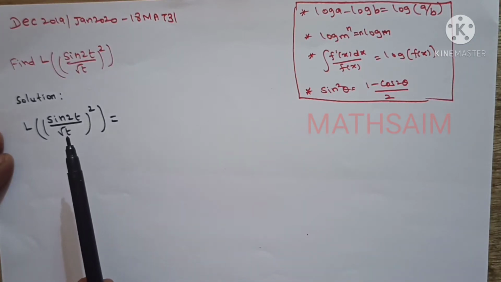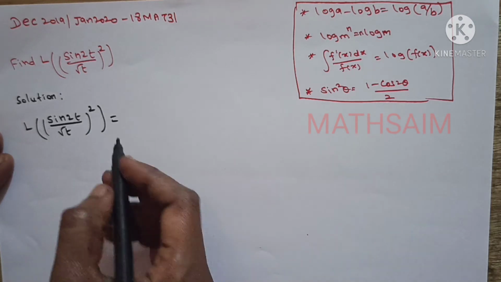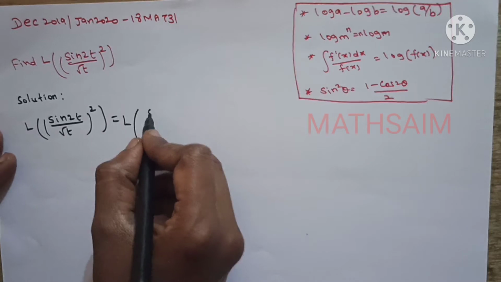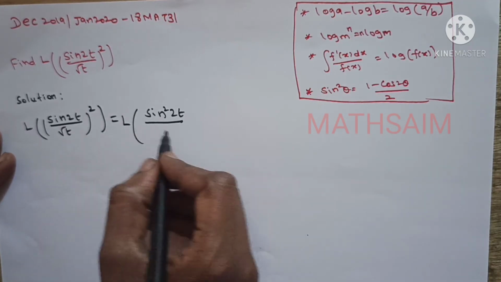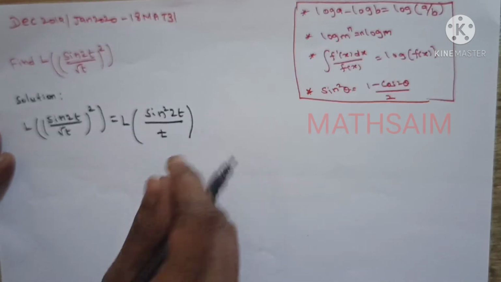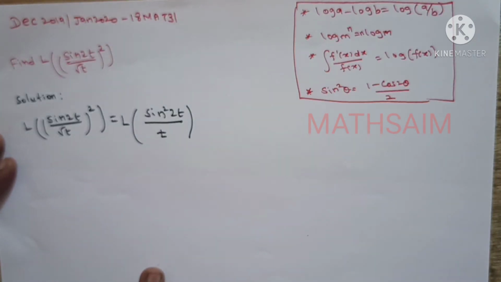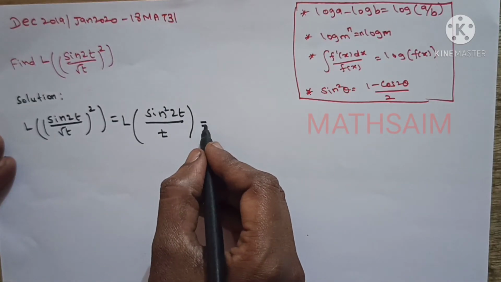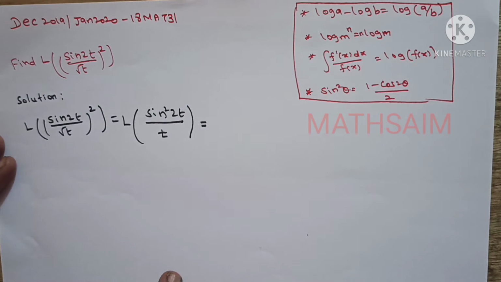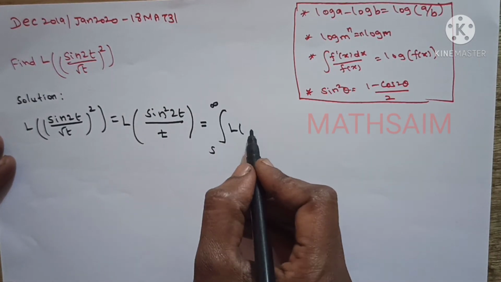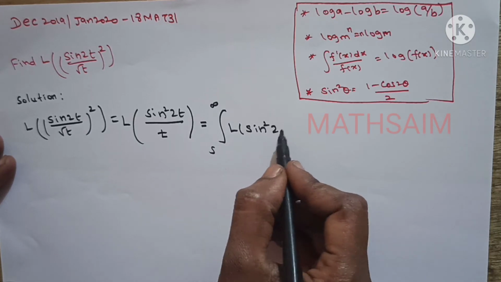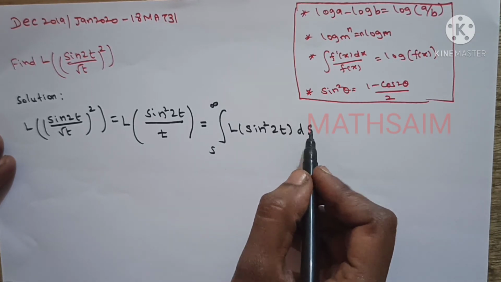Sine 2t by square root of t the whole square is what? Just take the square first. So now this will be L of sine square 2t by square root of t the whole square, which is t. Now this is in the form of f of t by t. So how are we going to solve this one? Using the division by t property, that's all. So this is integral s to infinity L of sine square 2t into ds.